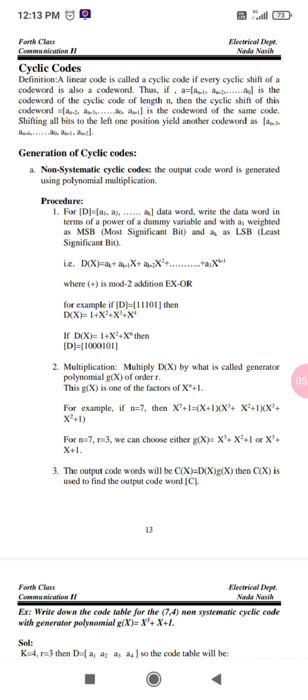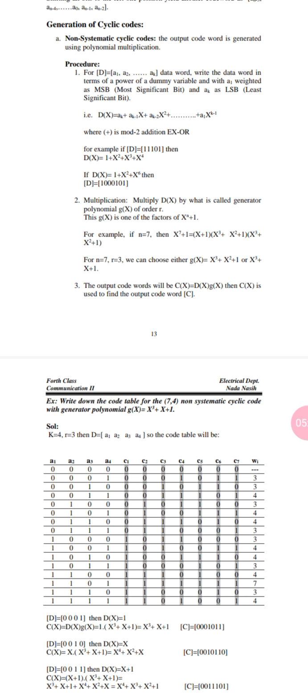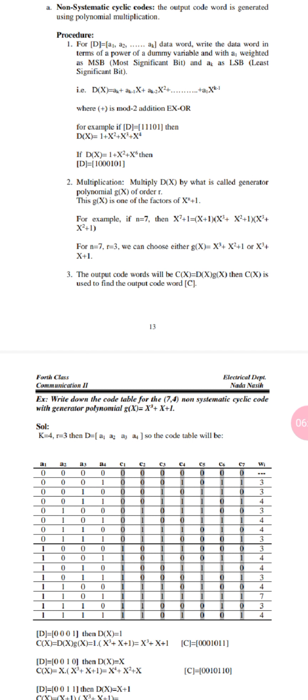We can choose either g of x equals x cube plus x square plus 1, or x cube plus x plus 1. The output code word will be c of x equals d of x into g of x. Then c of x is used to find the output code word c. Here is the example for the systematic cyclic code.